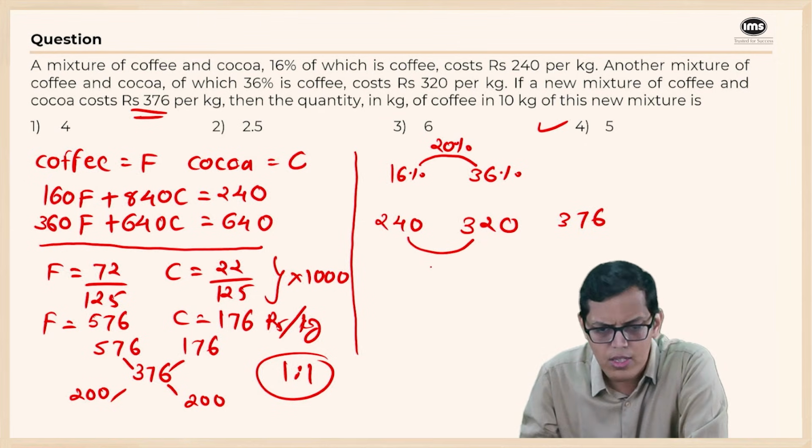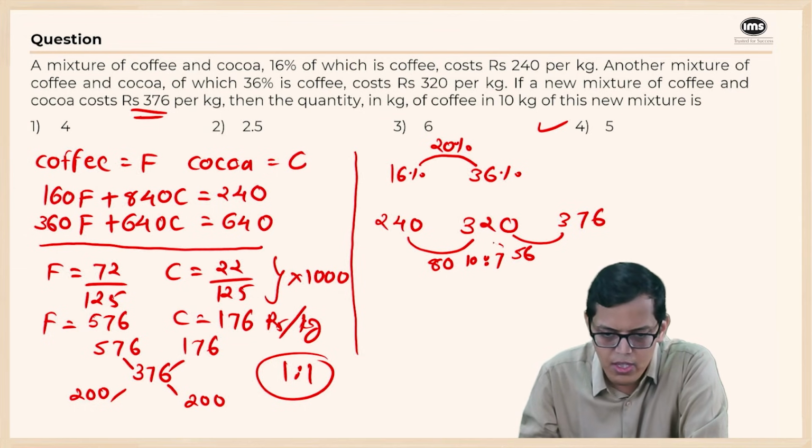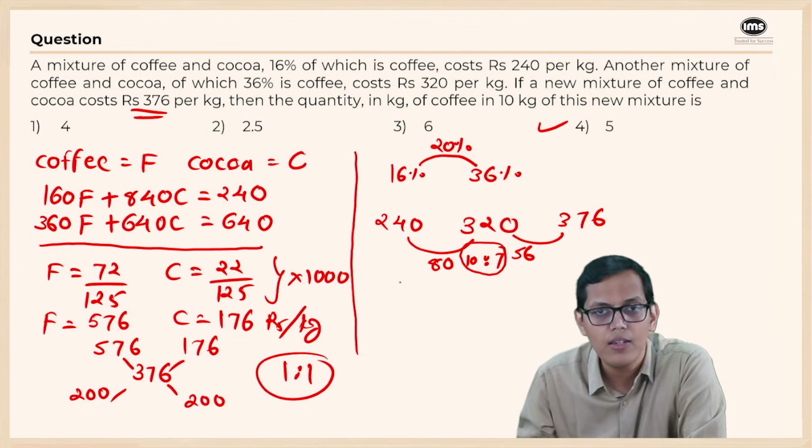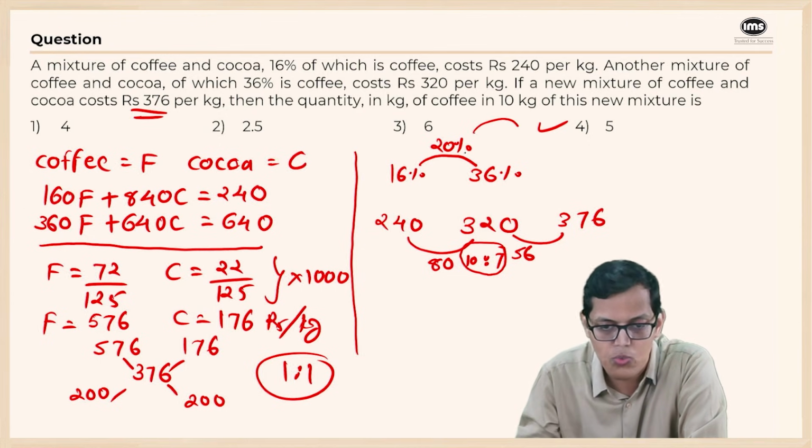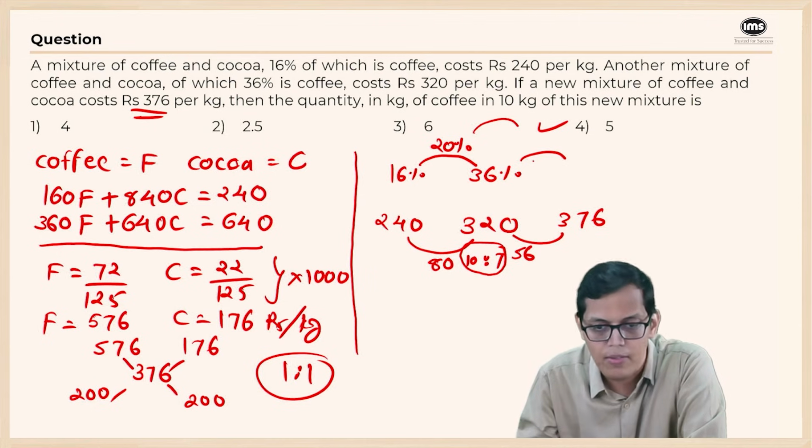It increased by 20%. So the cost also increased by 80. This is also increasing by 56. Can you see a ratio of 10:7 here between 80 and 56? That is the ratio that you should target here as well. If this was 10, you know what is going to be a 7. So 10 is 20, 7 should be 14%.